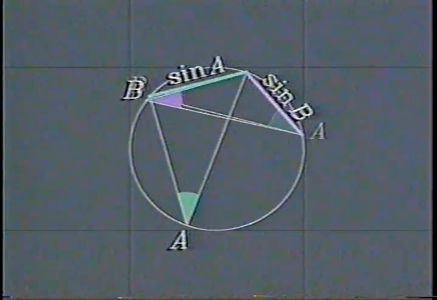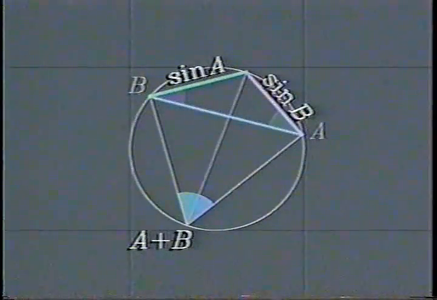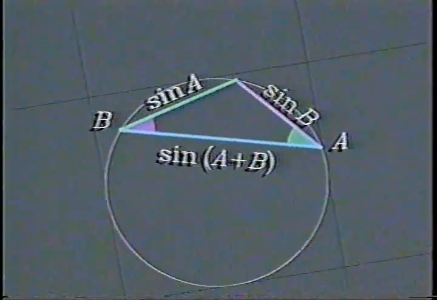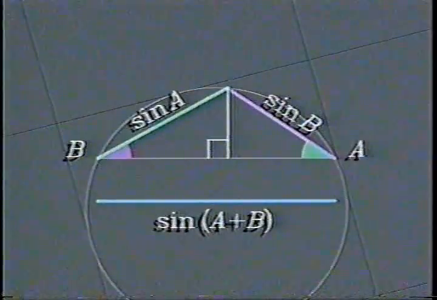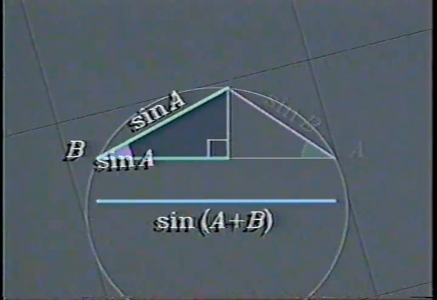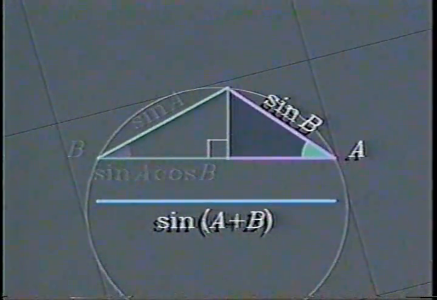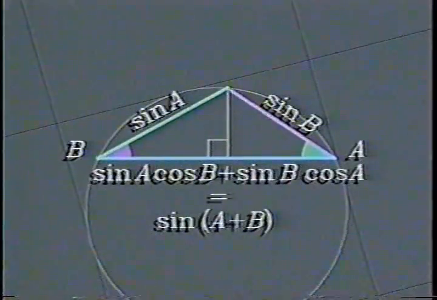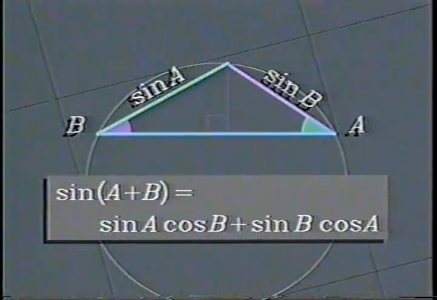Now, bring the two angles together at a common vertex. They form a larger angle, A plus B, that cuts off a chord whose length is the sine of A plus B. To find the length of this chord another way, drop a perpendicular to the chord. It divides the triangle into two right triangles. The base of this right triangle is its hypotenuse times cosine B. The base of this one is its hypotenuse times cosine A. Putting these together gives the addition formula for sines. It says, the sine of A plus B is equal to sine A times cosine B plus sine B times cosine A. It tells us how to find the sine of a sum in terms of sines and cosines of the individual parts.